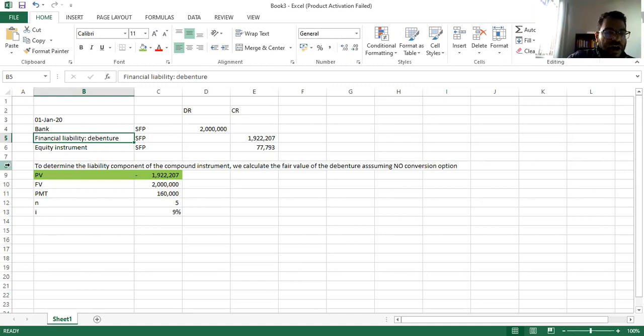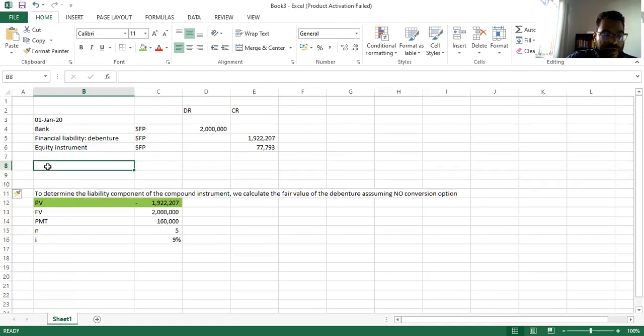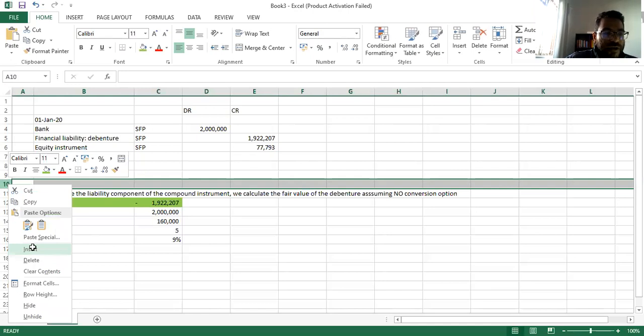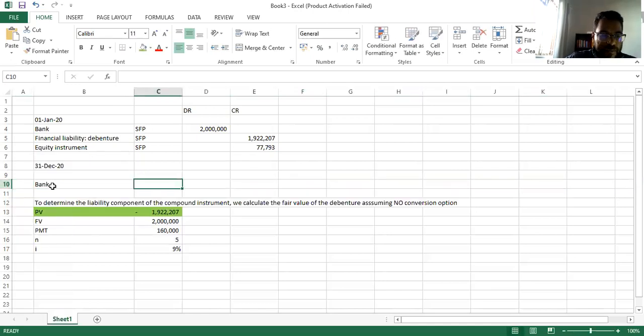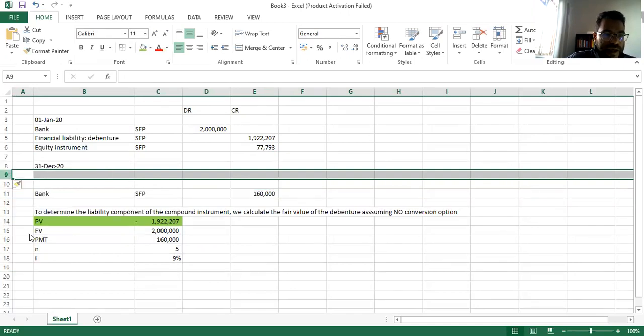So the coupon payment for the subsequent period at 31 December 2020. At 31 December 2020, we're going to make a payment, right? So therefore we're going to credit bank. Money is going out, so we're crediting bank, SFP. What are we crediting? Face value times coupon, which is the 160 over there. So it's equal to the 160. For every credit, there must be a debit.